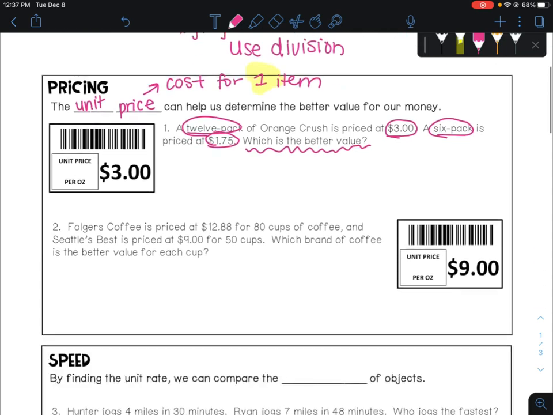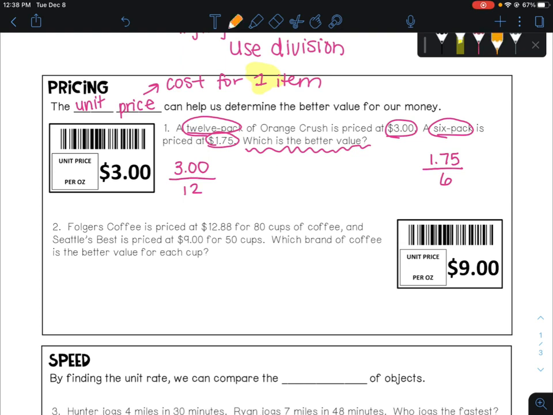So the price is $3 and the number of items is 12. In the other situation, it's $1.75 for 6 items. So I'm putting the price on the top. Money goes first. Okay, now when I look at this, I'm not really sure I know how to simplify. And when you can't simplify the fraction, the next thing to do is use long division, okay? Long division always will work for finding a unit rate or a unit price. So in this case, we're going to take the $3 and divide it by 12.